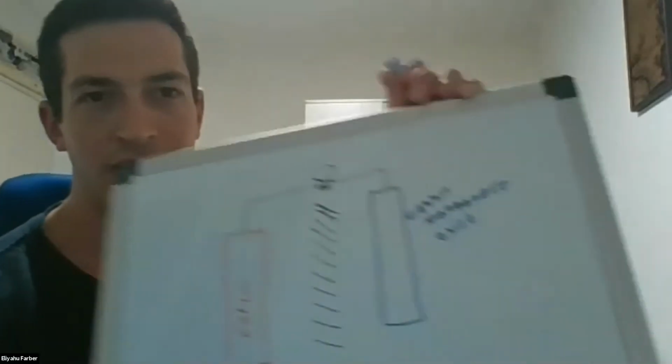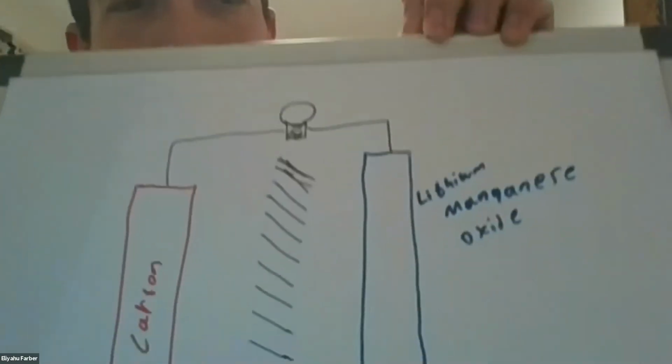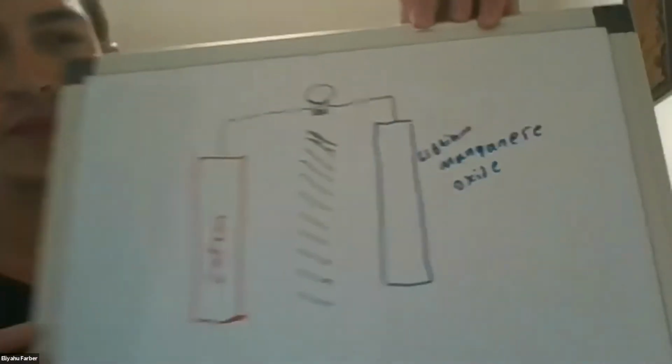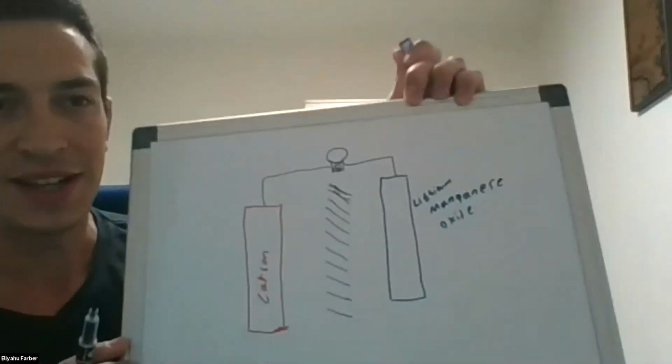Okay, hi everyone. So I think lithium-ion batteries are a pretty cool technology that we have in our phones, in our computers, and in our cars in the near future, I hope. So I made this diagram to try and describe it. I will see how this works.